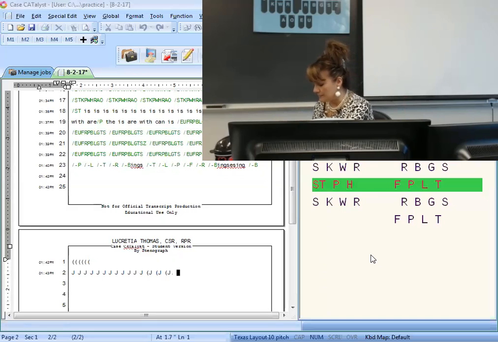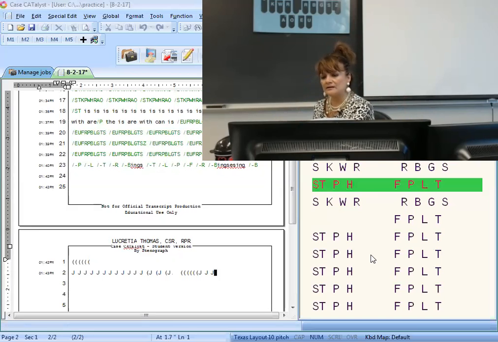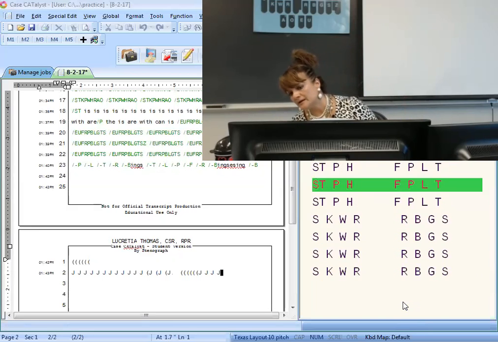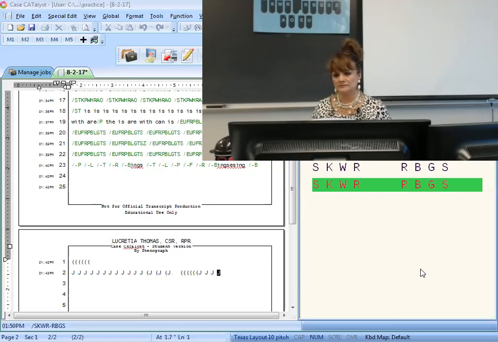So upper bank, lower bank, upper bank, lower bank, okay? Upper is the STPH, FPLT together. Lower bank, your note should look like this, SKWR, RBGS together, okay? Make sure that they're perfectly written just like I have on my notes. And then just one more time real quickly, and then we'll do some more letters on the initial side.